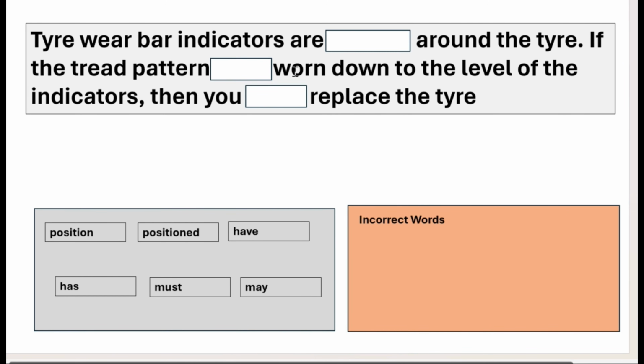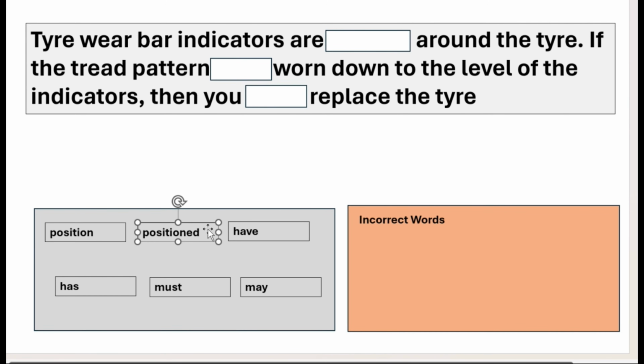Tire wear indicators are gap around the tire. So have around the tire, no. Must around the tire, no. Position. It says indicators are. If we say "are", it's an auxiliary verb, helping the verb, so there should be a verb after this. I'm telling you now, if there is "are" before, or "is", "am", or whatever it is, there will be an ed, or it should be the past form of the verb. So this will obviously be positioned.